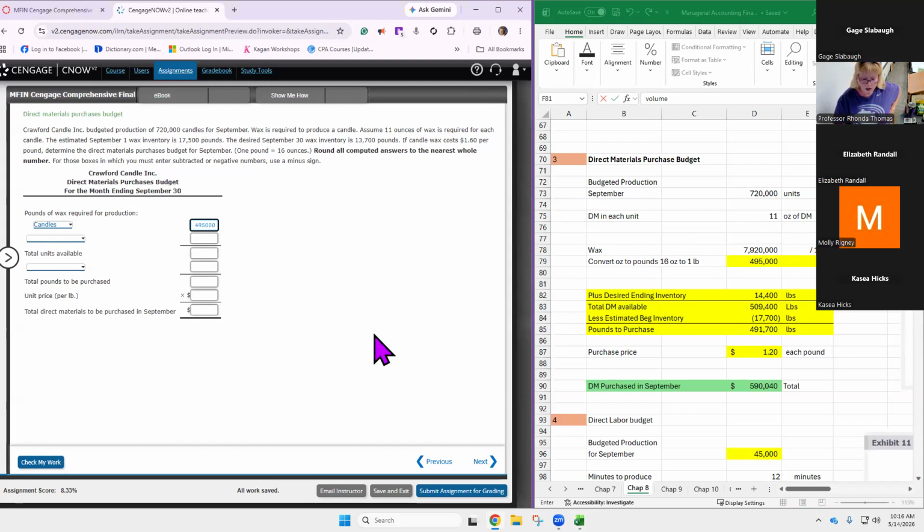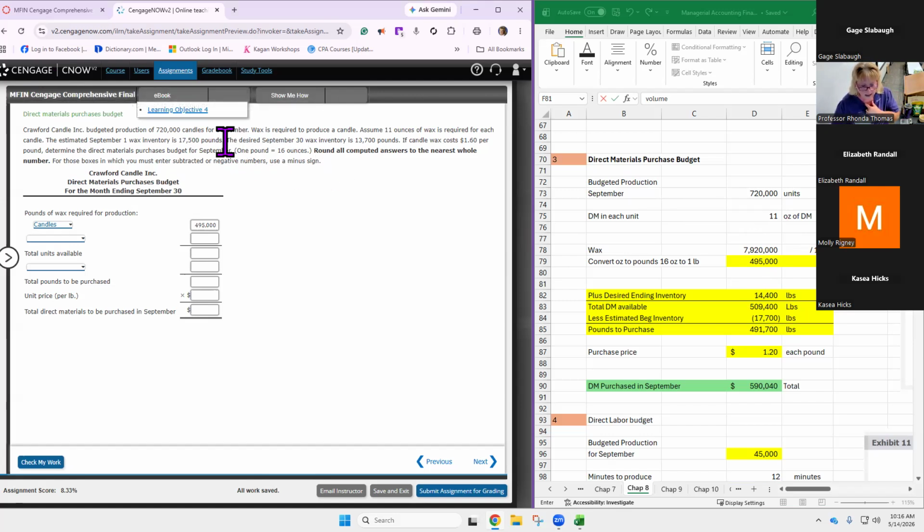Now, what goes next? Well, in inventory, when it comes to budgeting, most of the time we don't want to run out of whatever it is we have in inventory. So to keep from running out, we need to put down how much we want to have in inventory when we're finished. When we're finished with the production, we're going to produce 720,000 candles, and that's going to take 495,000 pounds. And then we have a desired ending inventory.